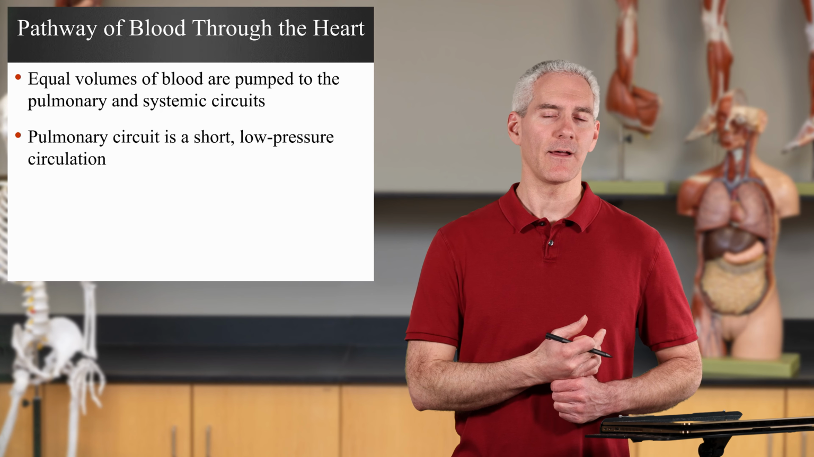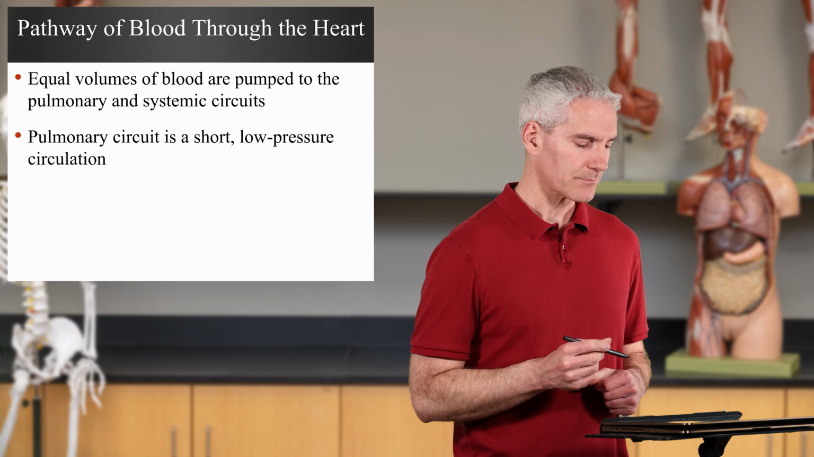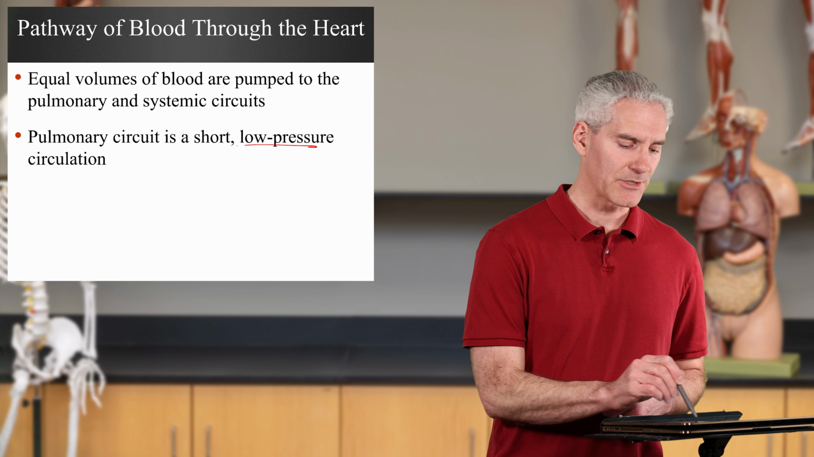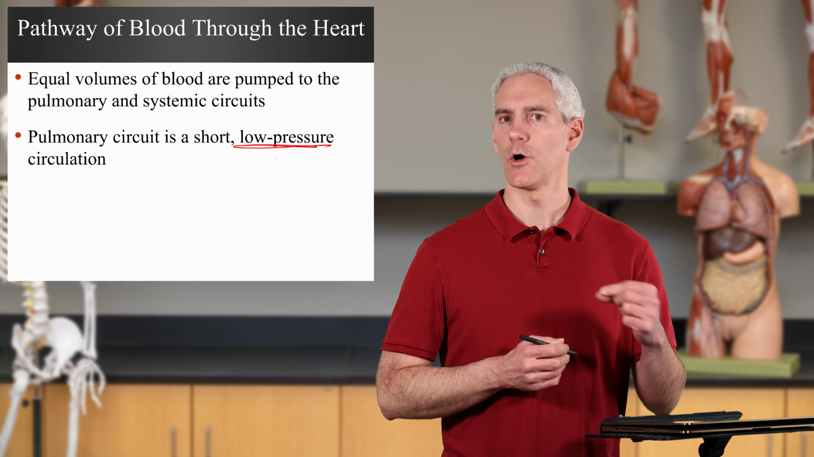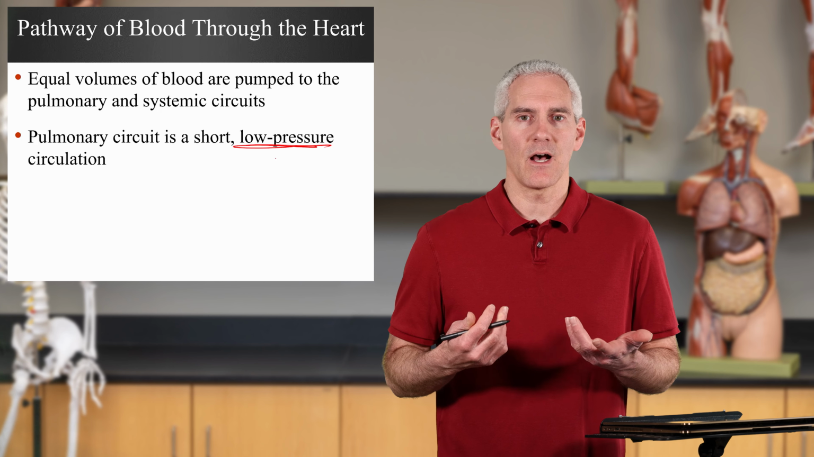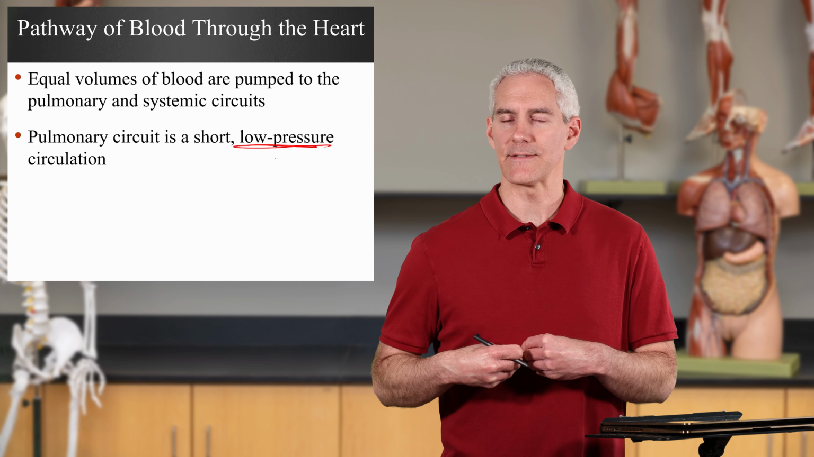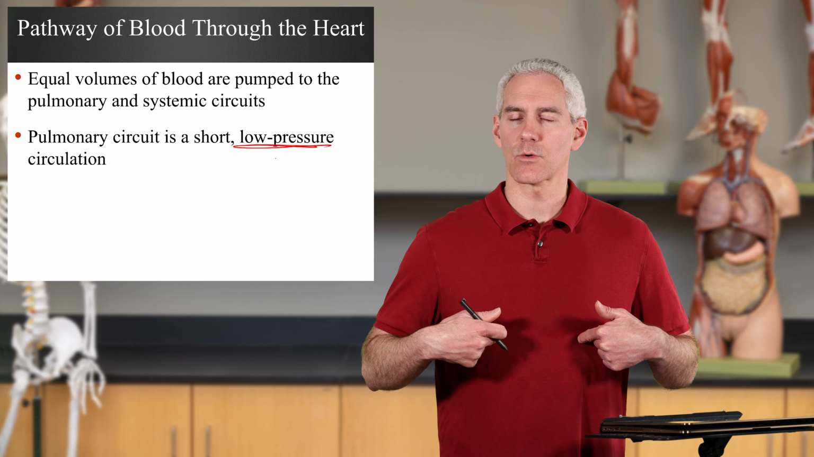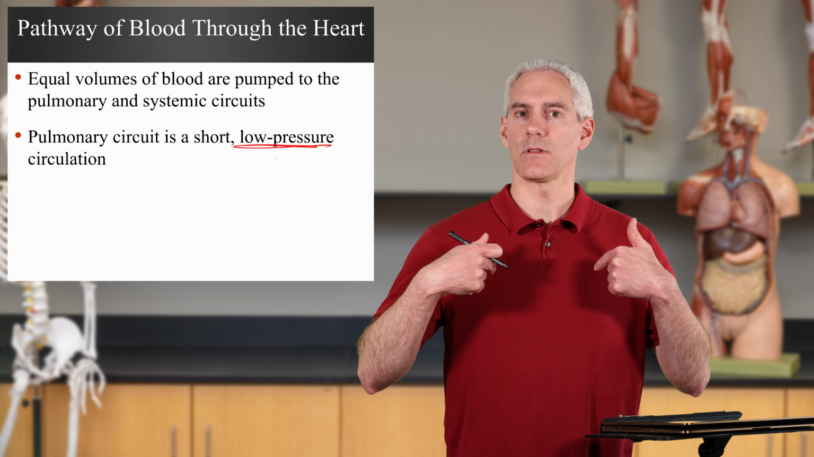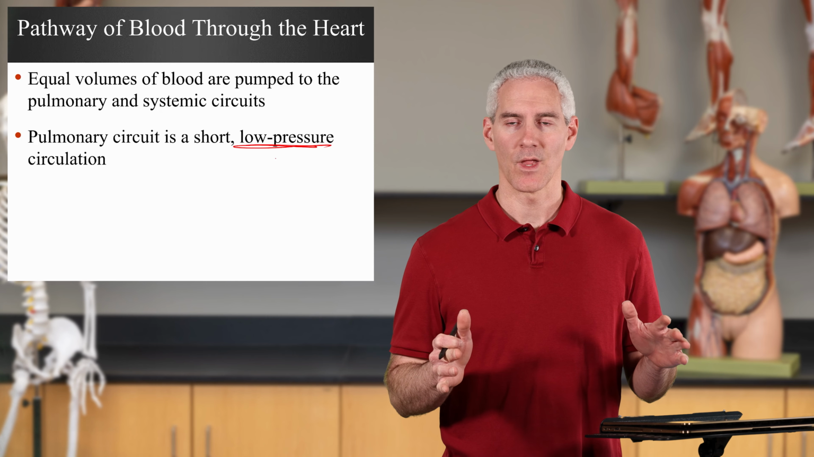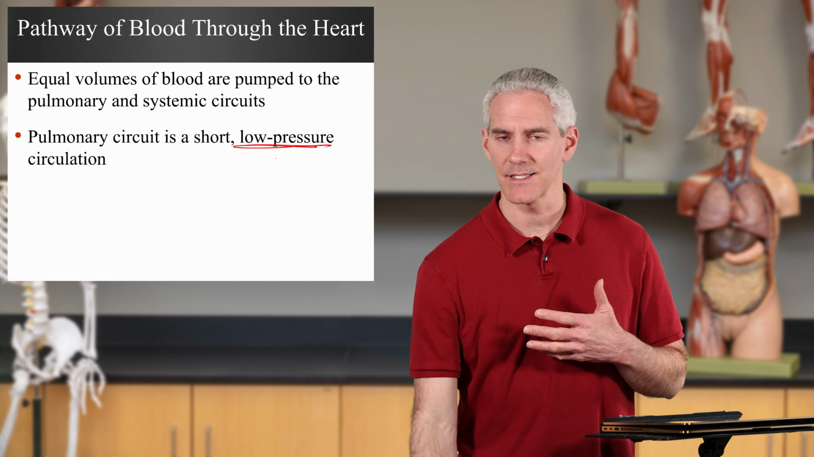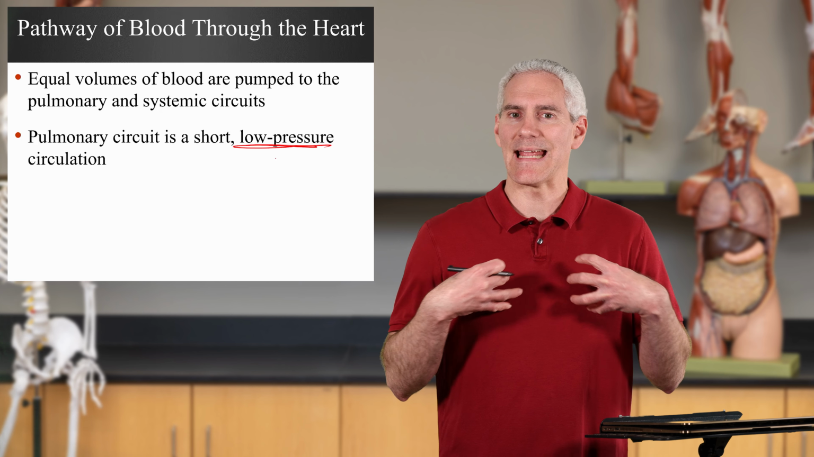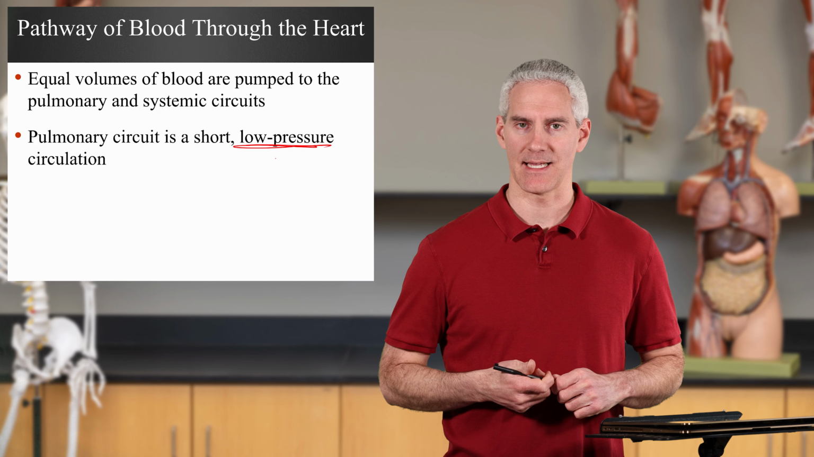So as this pathway follows through the heart, you'll notice that, as I mentioned before in a previous video, the pulmonary circuit is low pressure. That's because it's just going from the right ventricle just next door to the lungs. Right ventricle, lungs, and back. That's it. It doesn't have to fight too much as far as gravity. It doesn't go long distances. Everything is short and contained right in the thoracic cavity.